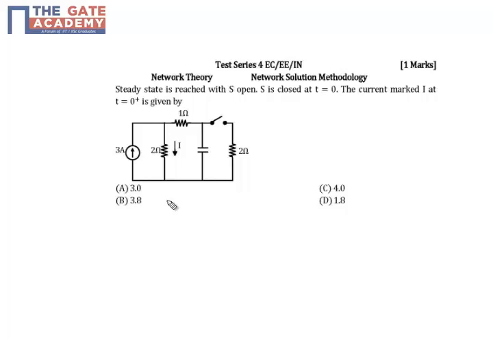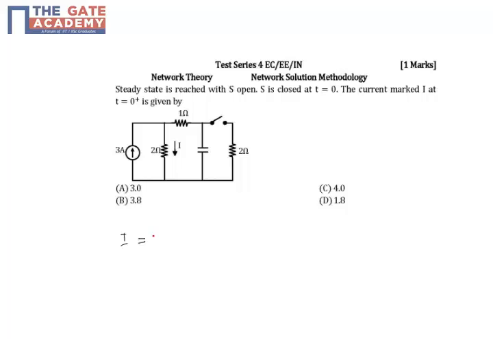In this question, we have to determine the value of current I after the switch is closed. First, let us consider the case when the switch is open. Now I will be equal to... first the switch is open. In the steady state, all the current will be flowing through the resistor because in steady state the capacitor is equivalent to an open circuit.